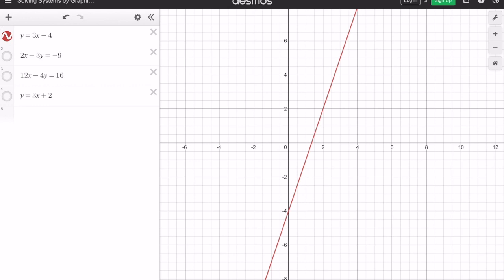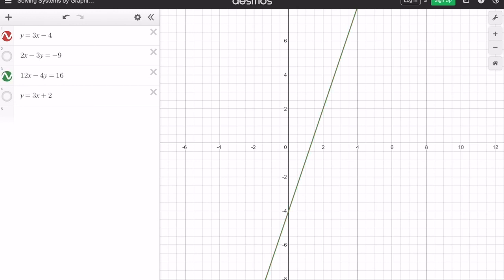If we were to graph the first one and the last one, y equals 3x minus 4, y equals 3x plus 2, that gives us the red and the purple lines. How many solutions? And we see that there are no solutions because the lines do not intersect. Okay, so now we're going to graph the third equation. So we have the red line, and if we graph the third equation, that gives us the green line.